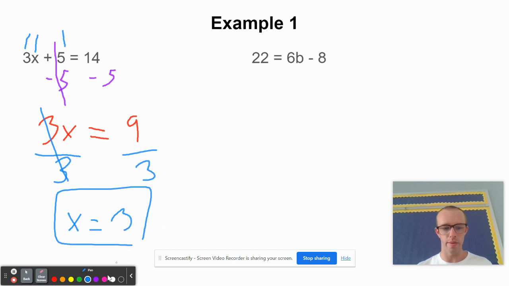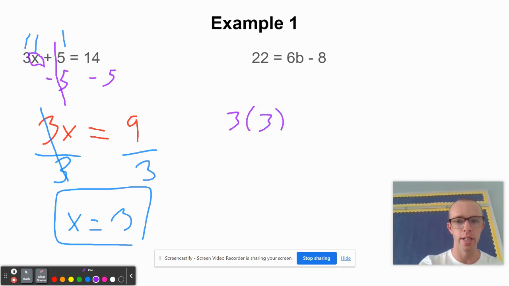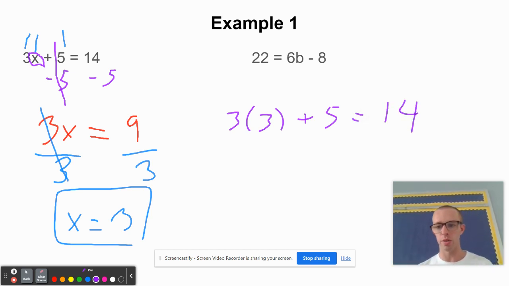Now let me show you how we can check this real quick. So the value of x is 3. So if I now replace, x is no longer an unknown number to me. So I don't need a variable. Variables are for unknown numbers. I can replace it with a 3. So I could rewrite this equation right here as 3 times 3 plus 5 equals 14. That should be a true statement now that I've solved for the variable.